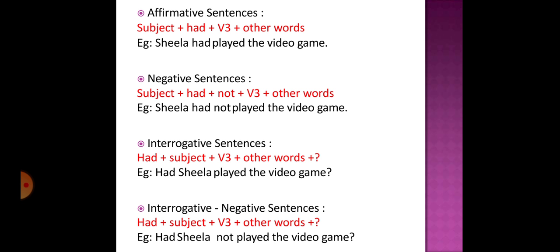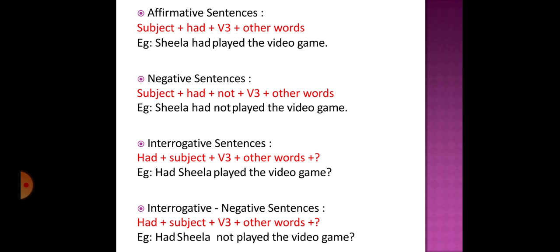Here I think there is a little error where I have forgotten to put had plus subject plus not plus verb in the third form plus other words. So here you need to add not to show negation, like how I have added. So make sure the sentence structure goes like had plus subject plus not plus verb in the third form plus other words.